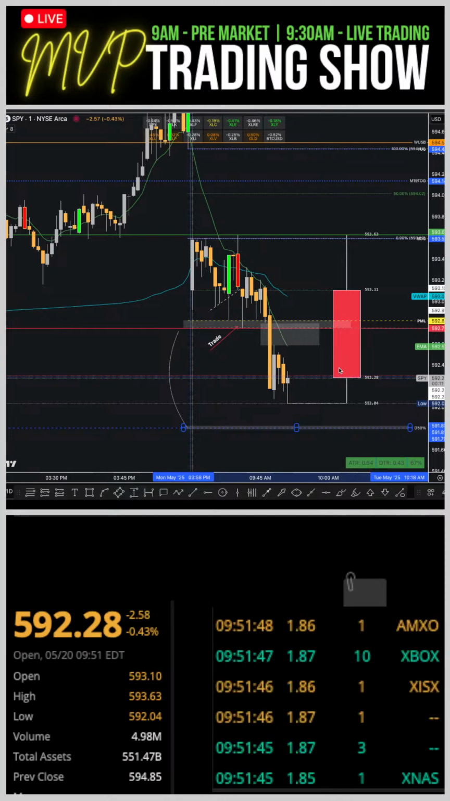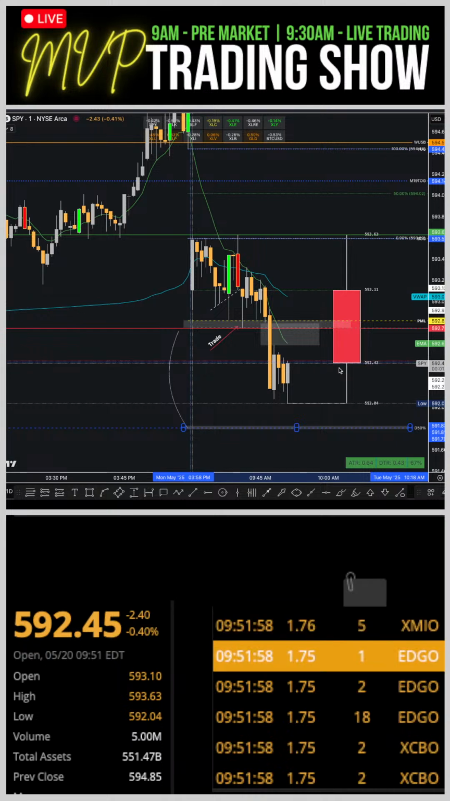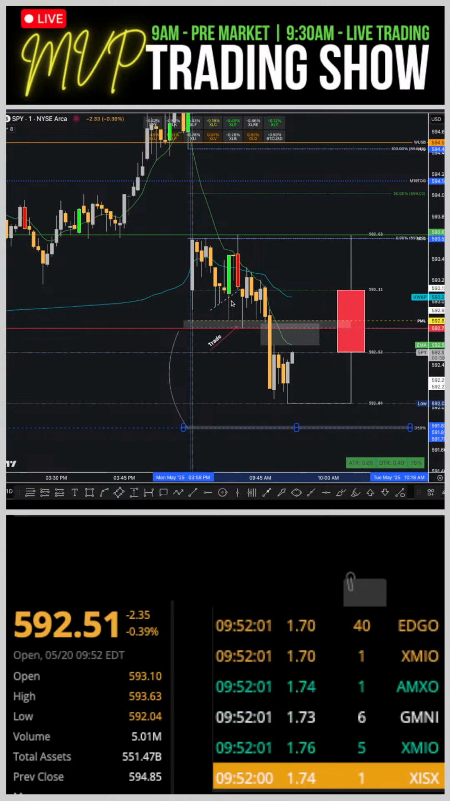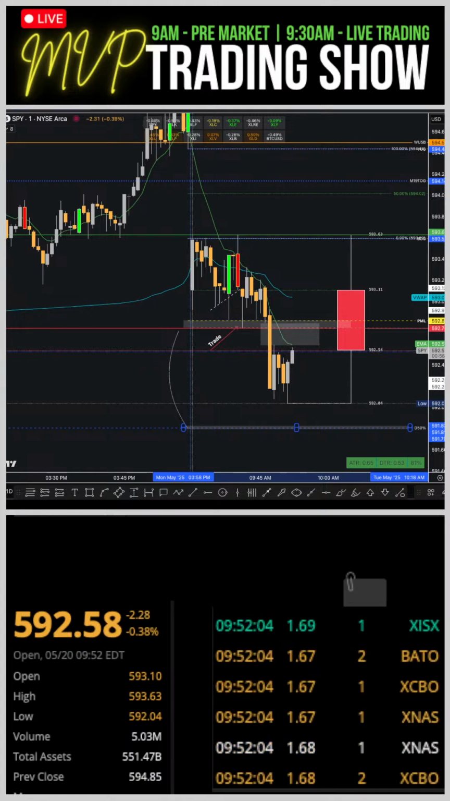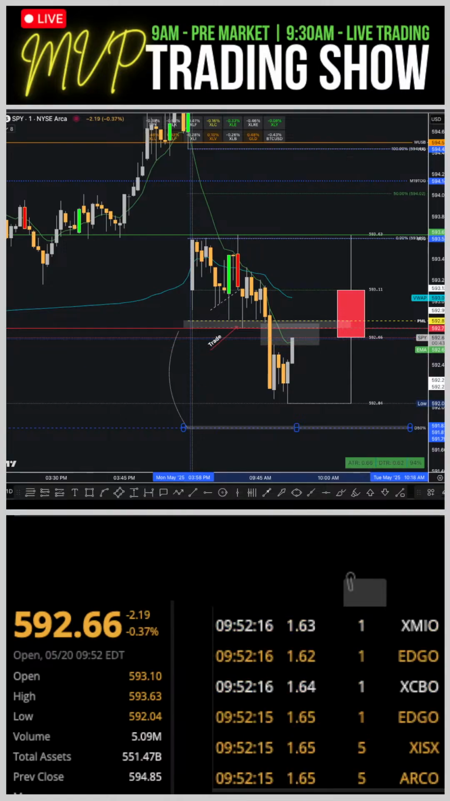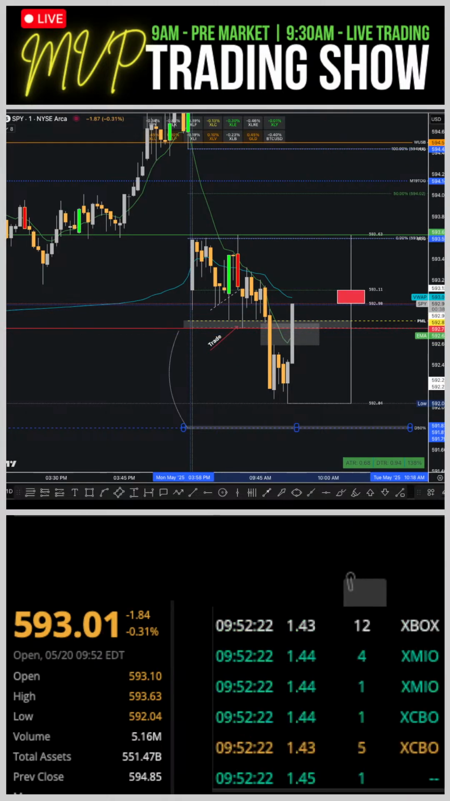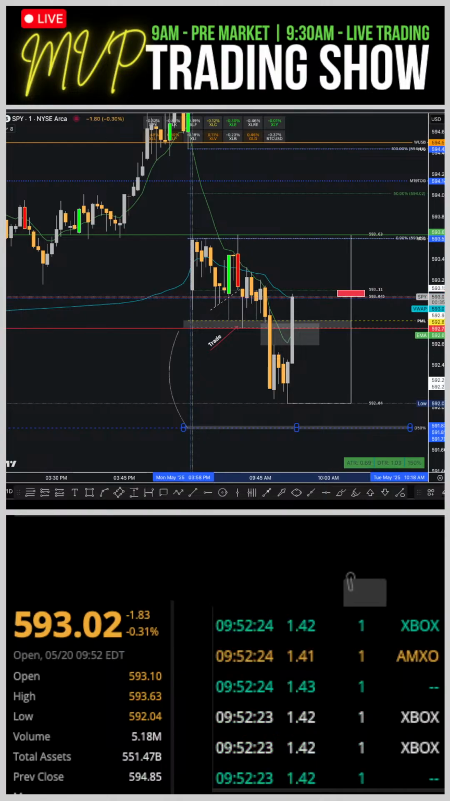Okay, let's see if we can at least push back into that inefficiency, push back into those levels. If you're just joining us, I took 2 trades here, both got stopped out. Single digit, double digit stop out in pursuit of this breakdown here. Push a little higher. So look at that.